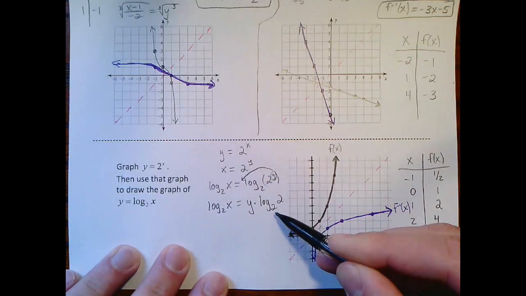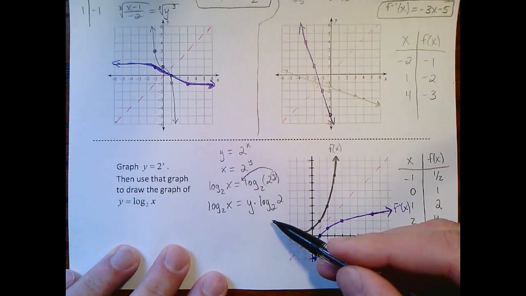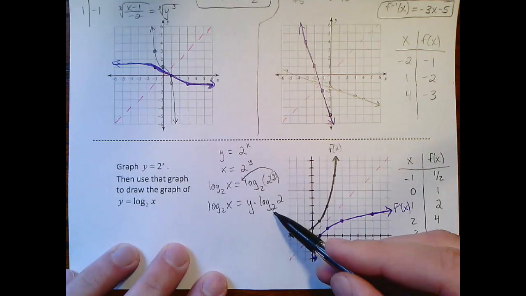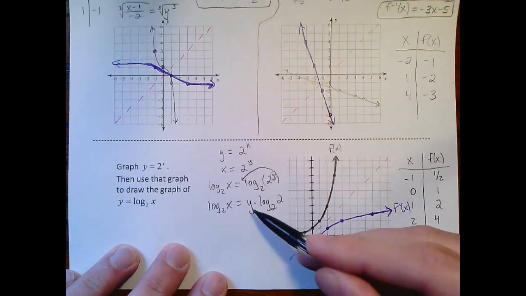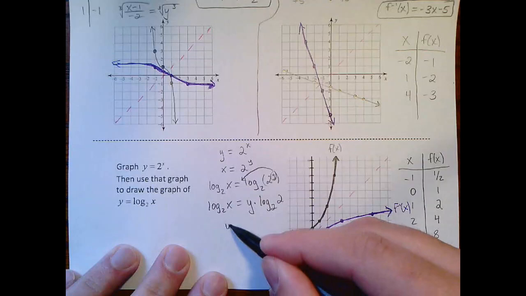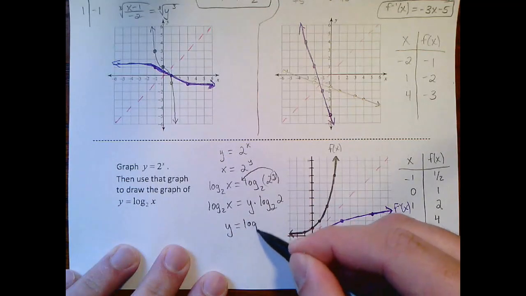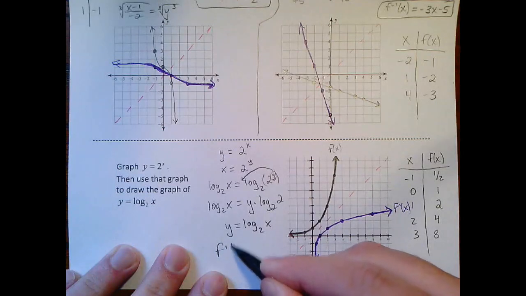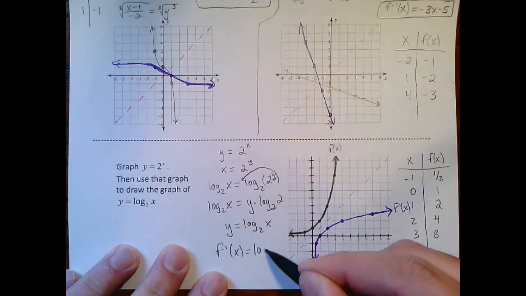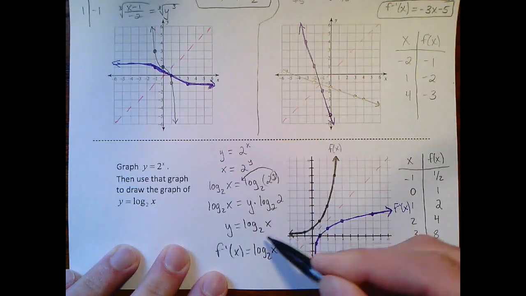What is log base 2 of 2? Well, if you remember what logs are, they're just exponents. What exponent would you need for 2 to get it to 2? That's just 1. So log base 2 of 2 is 1. y times 1 is just y. So I'm left with y equals log base 2 of x. I did solve for y. That means the inverse is going to be log base 2 of x.